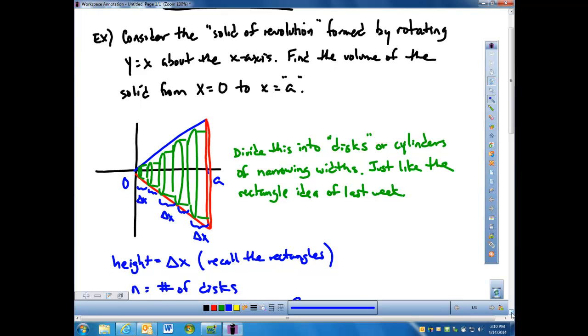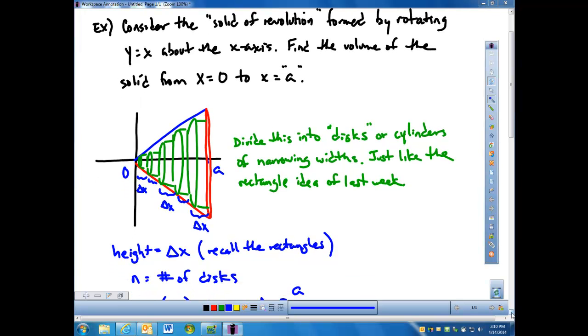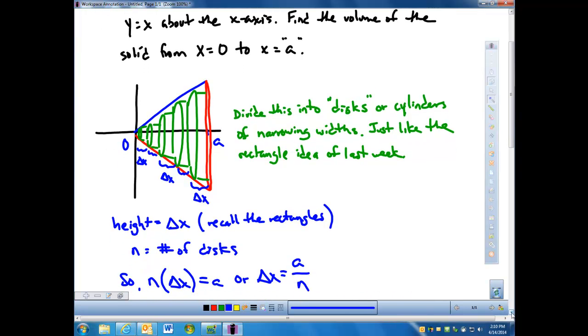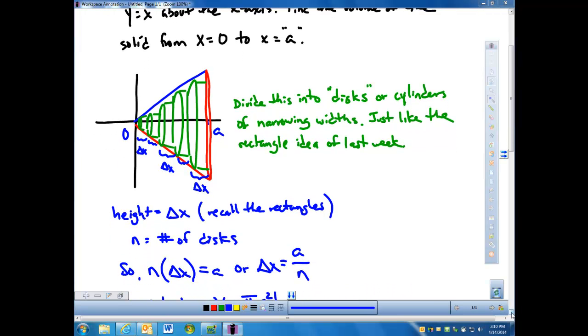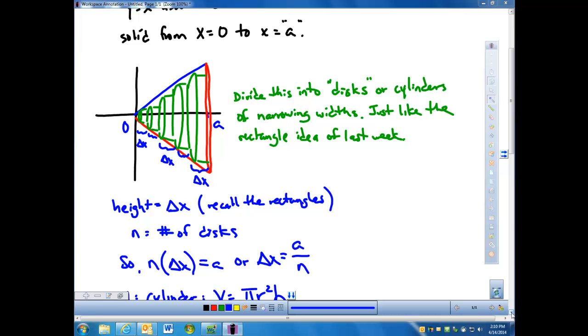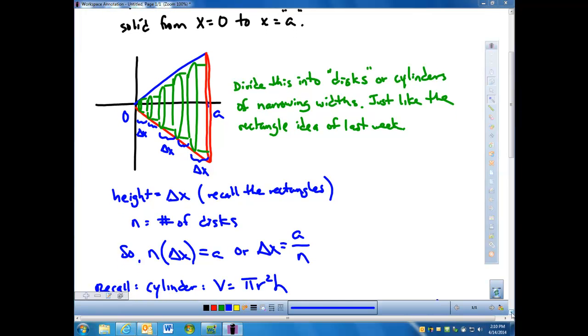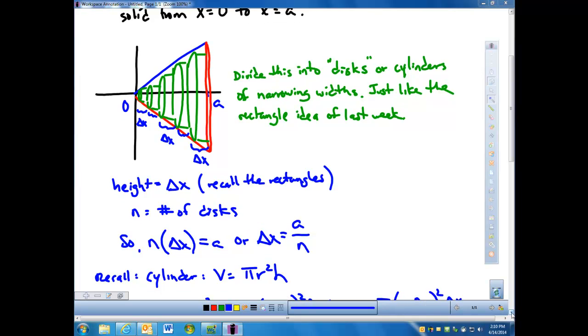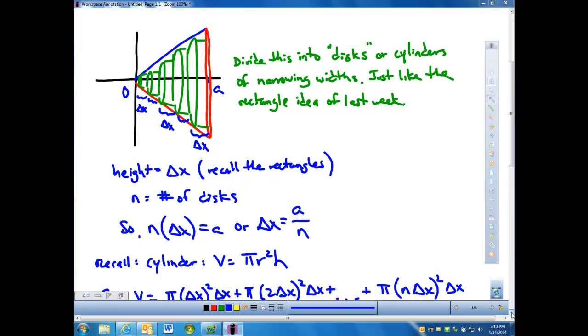If you remember with the rectangles, we're going to let delta x be the width of the cylinder, or in this case it's really the height of the cylinder, the distance between bases. N would be the number of discs or cylinders that we have, and we can multiply them together, and that gives us that a, that arbitrary value. I can rewrite that, and remember there was a reason we want to rewrite that, so that delta x equals a divided by n.